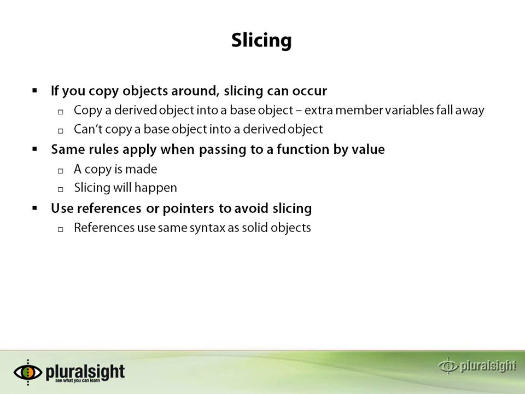References use the same syntax as solid objects. Use the dot instead of the arrow. Some people find them a little easier to read. Polymorphically, there's no real difference between references and pointers. The same rules apply about, oh, I'm expecting a bank account reference. Sure, here, have a checking account reference. And that's why people use references and pointers when they're passing things around to functions.